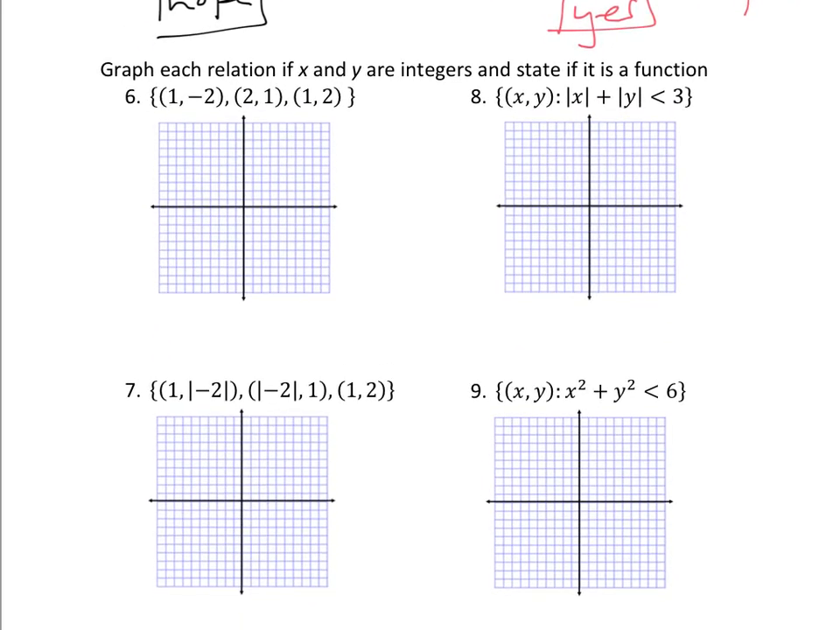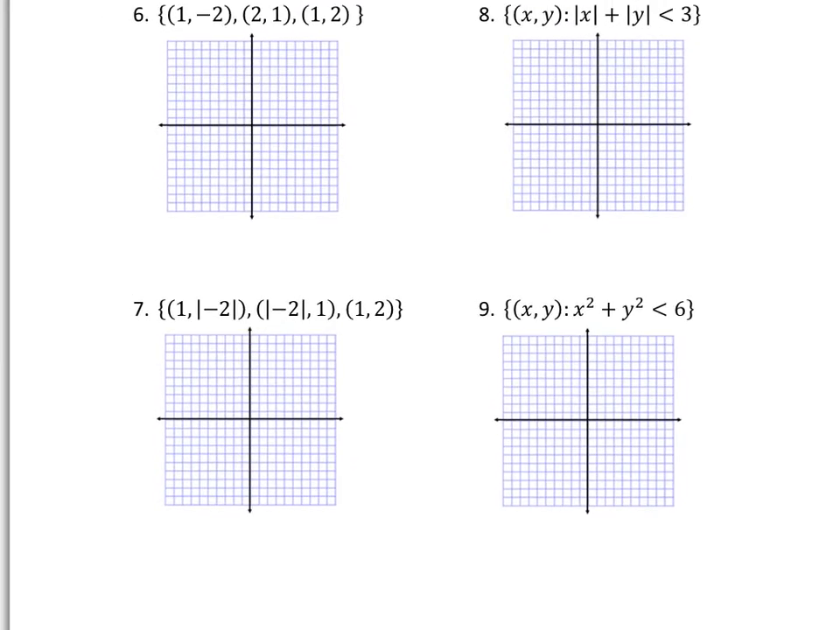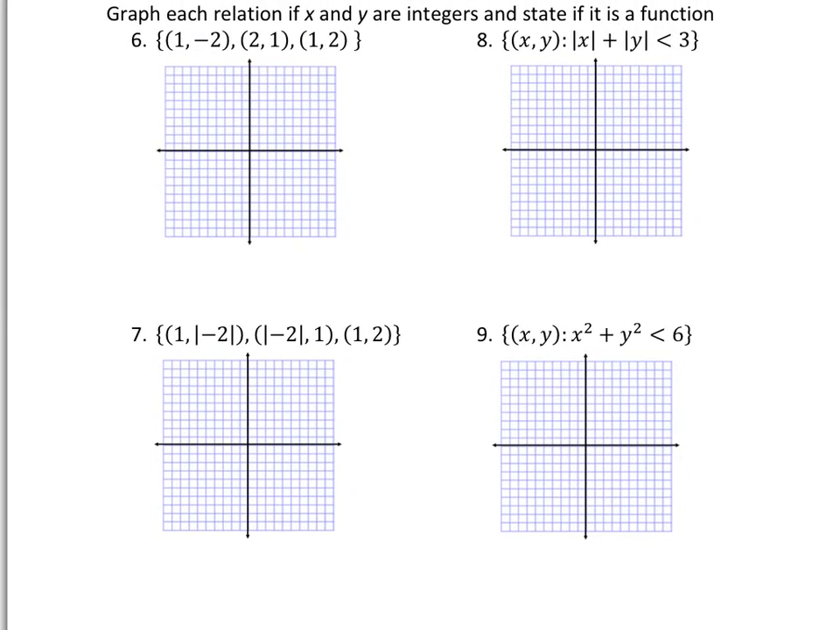Now we're going to graph each relation if x and y are integers and state if it is a function. For 6 and 7, these are just some points, so we can just plot them on there. 1, negative 2, 2, 1, 1, 2. Is it a function? No, because with a really easy vertical line test, you see at 1 there are 2 1s in the domain, so it's not a function.